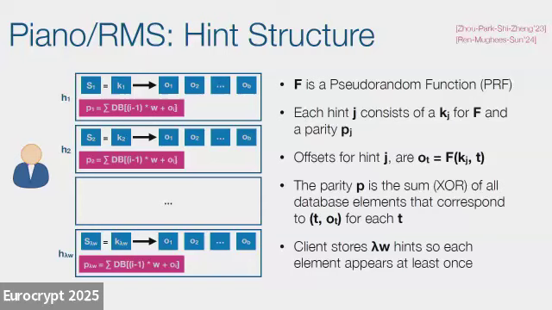Okay, and I need lambda W of these hints because I want every single element of the database to appear in at least one of these sets. So lambda here is the security parameter, and W, remember, is like square root of N.